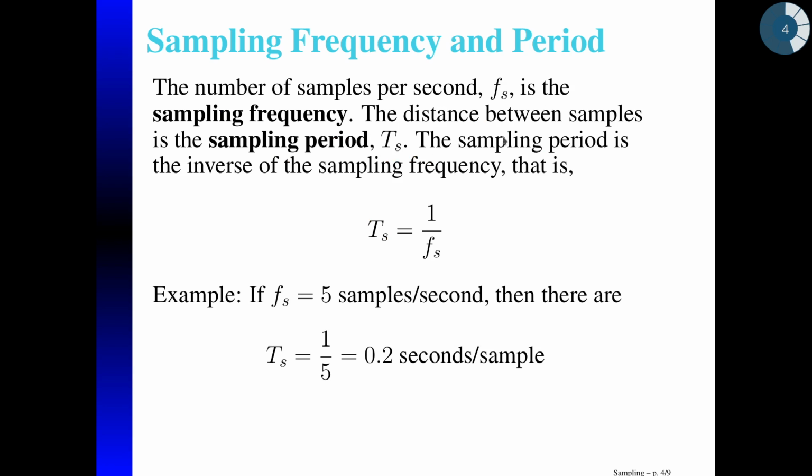Now that we're discussing sampling, we find out there's also a sampling frequency and a sampling period. The sampling frequency, f sub s, is the number of samples in a second. And the sampling period is the distance between samples, and it's the inverse of the sampling frequency. So if I had 5 samples per second, then there would be 0.2 seconds between the samples, or 0.2 seconds per sample, if we're looking at it this way.